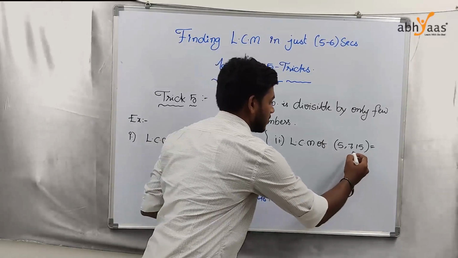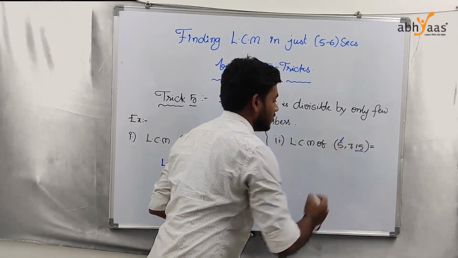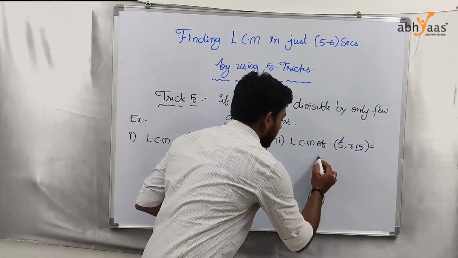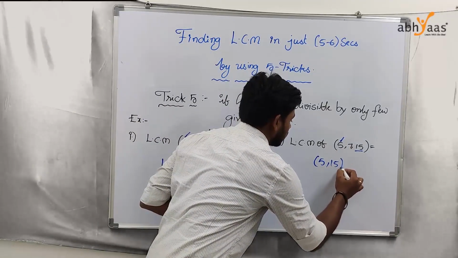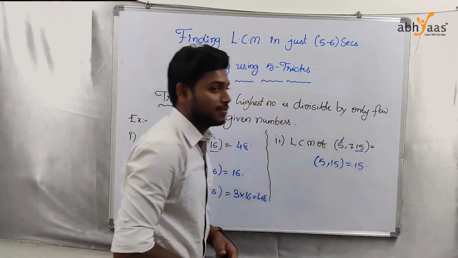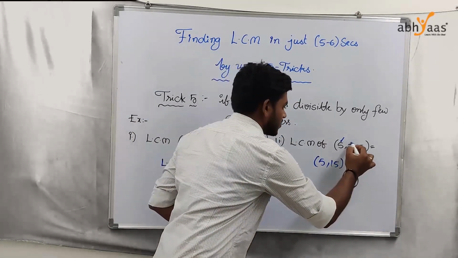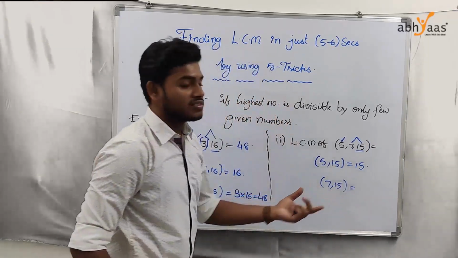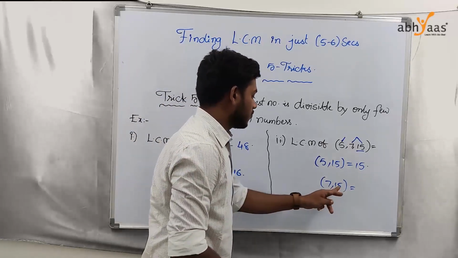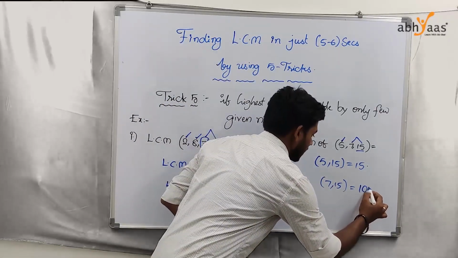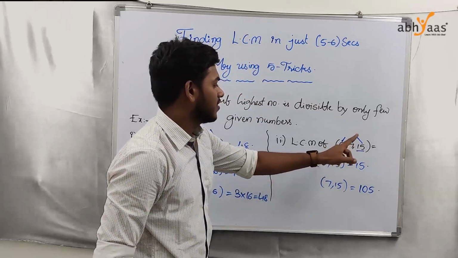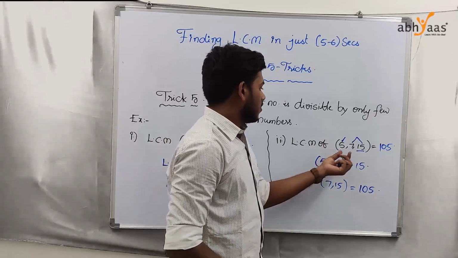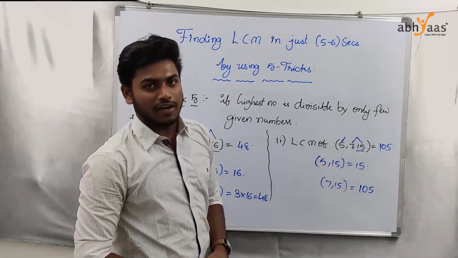Here also the highest number is exactly divisible by 5, but it is not divisible by 7. So by using trick number 2, the LCM of 5 and 15 is equal to 15 itself, because this is the highest number. And the LCM of 7 and 15, again these two are co-prime numbers, is nothing but their product. So 15 into 7 is equal to 105. You can say the LCM of 5, 7, 15 is equal to 105, and the LCM of 7 and 15 is also equal to 105.